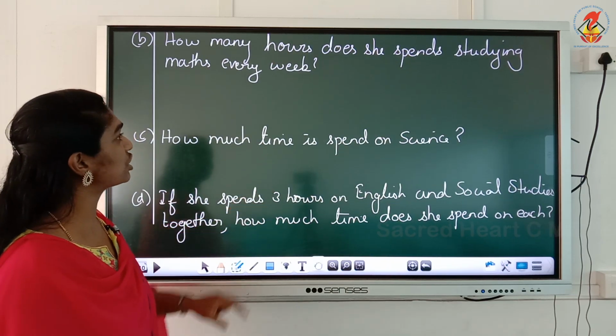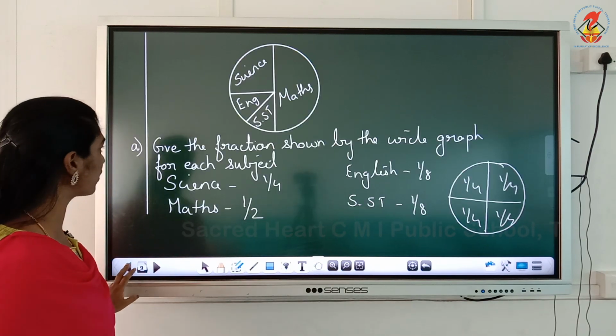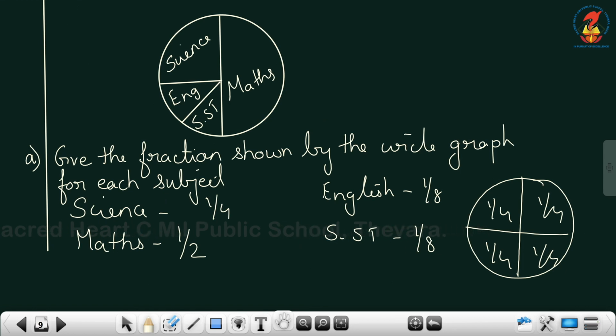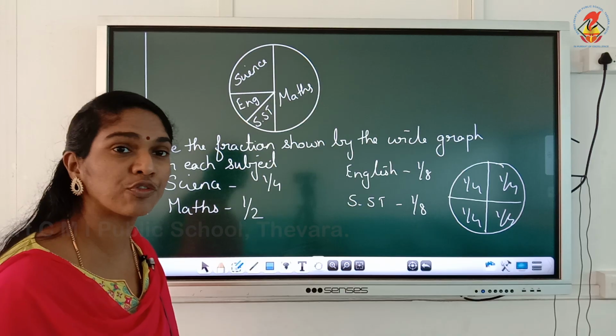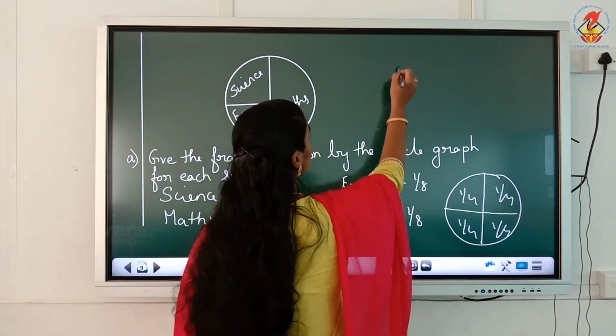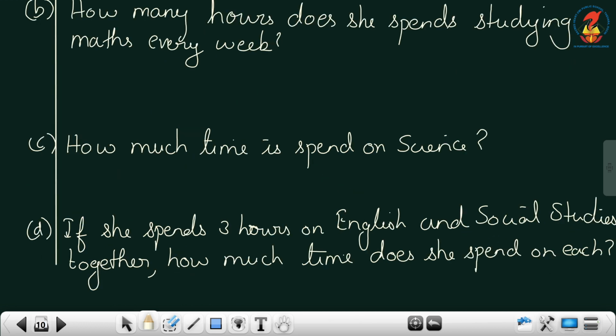Next, second question. How many hours does she spend studying maths every week? What was the total hours, children? Total hours was 12 hours. But for maths, she is taking half of that. So how many hours? Half of 12. How do you calculate half of 12, children? Remember, you have studied it last year. 12 divided by 2. You get 6 hours. So here the answer is 6 hours. For maths she is taking half of the hours, that is 6 hours.